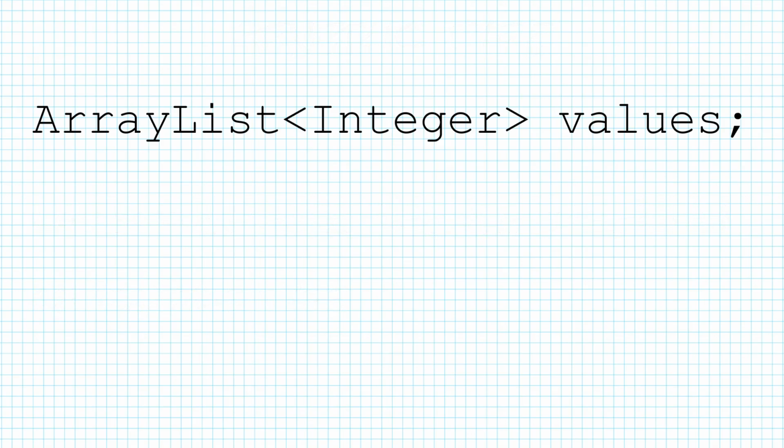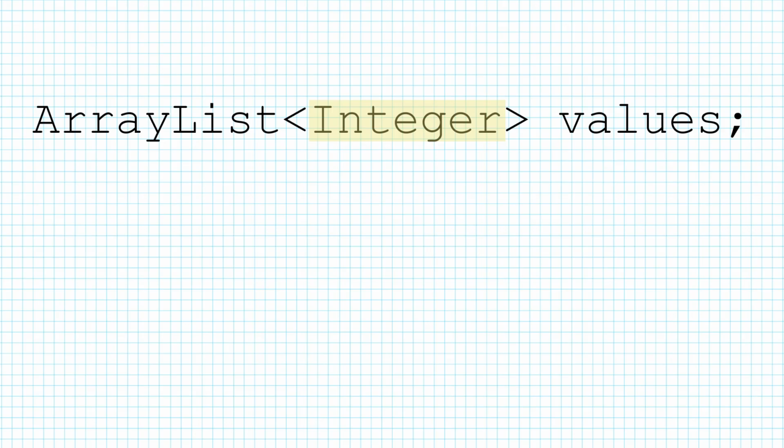What this means for us learning to use ArrayList is that we must put the data type that will be stored in the ArrayList within the angle brackets, and it must be an object type. It can't be a primitive type. And then we can add objects of this data type to our ArrayList.